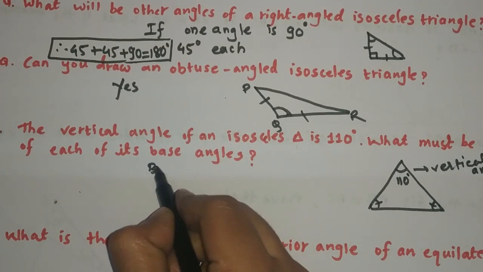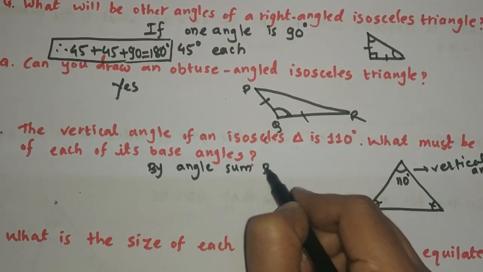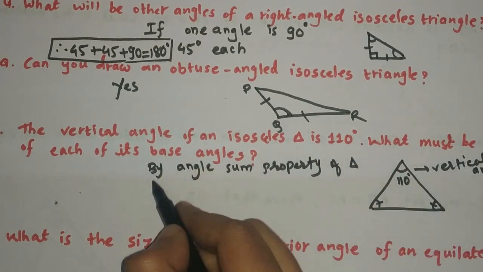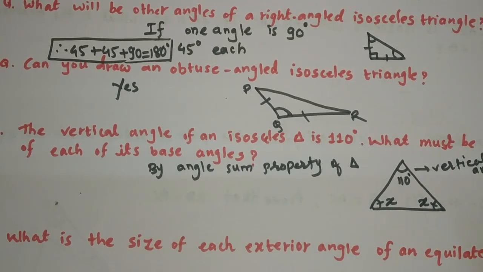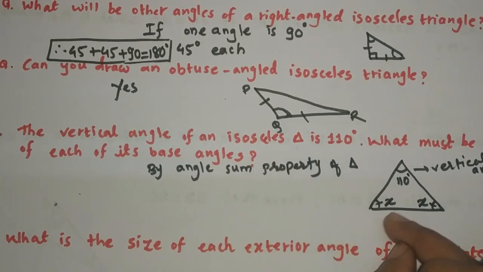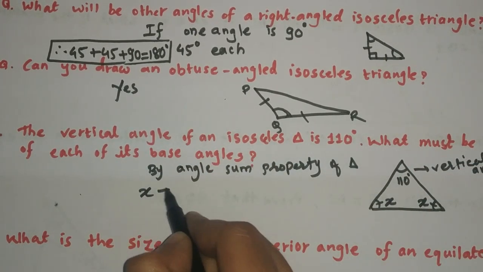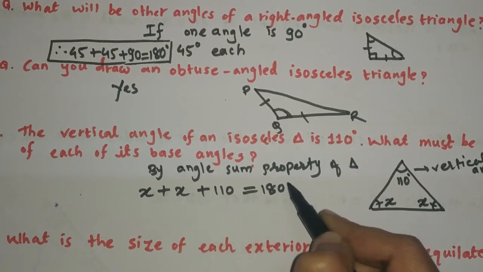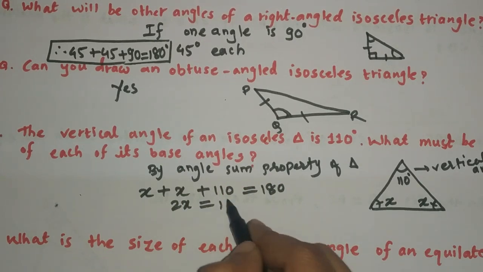So by angle sum property of a triangle I can write, let us consider it is x, so its base angle is also going to be x. In an isosceles triangle base angles are equal because the sides are equal. So we can write x plus x plus 110 is equal to 180 degrees according to angle sum property. So we'll get 2x is equal to 180.